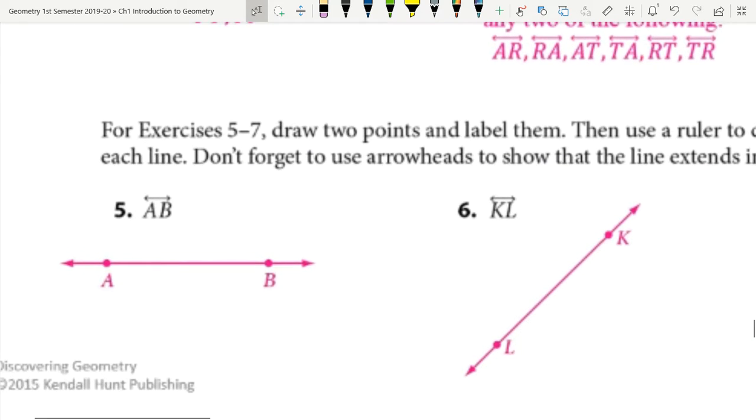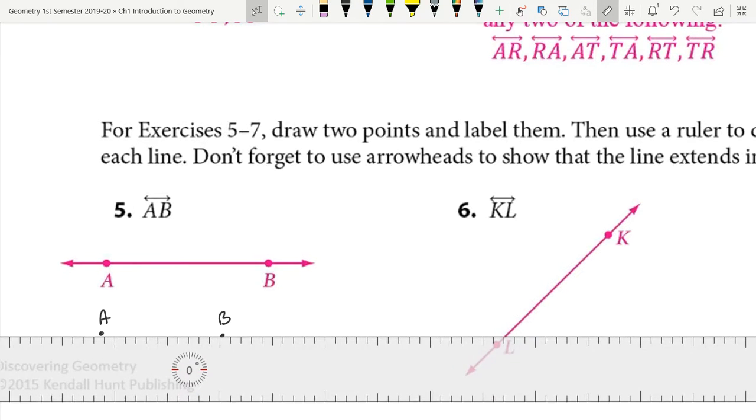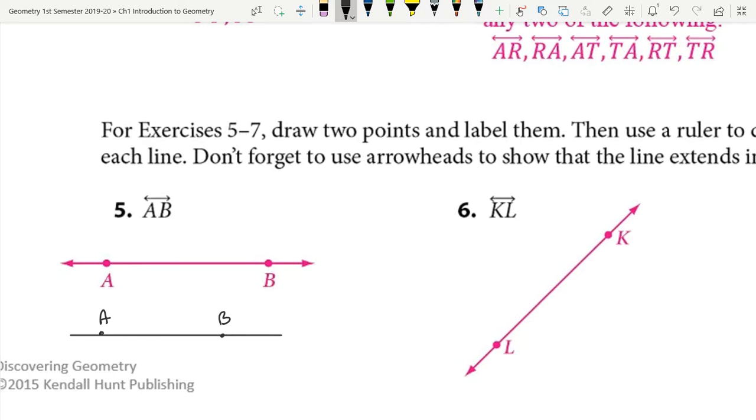It says draw 2 points and label them, and then use a ruler to extend each line. And so on this one, they're basically going to have you draw point A, and then draw point B, label it, get out a ruler, and just connect them to each other. And you're done. Oh, I put arrows on the end. That's right. And you're done. Next is 7.